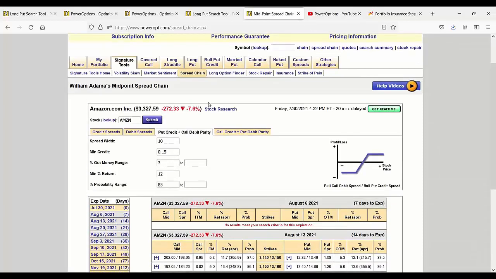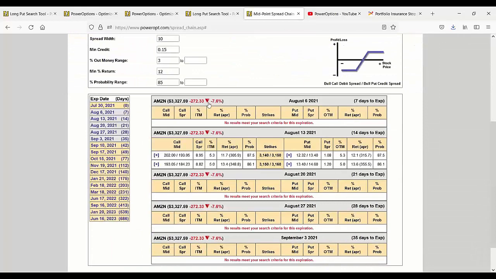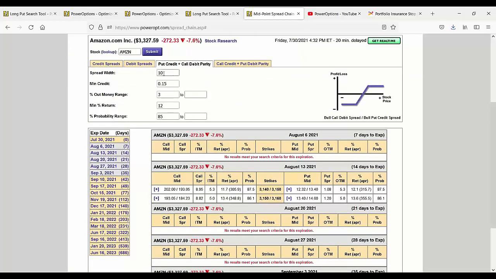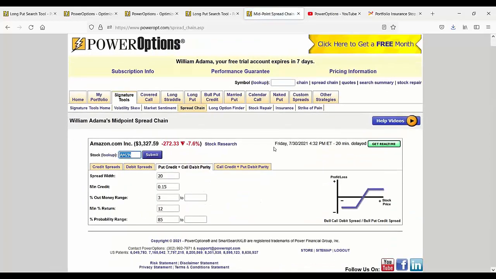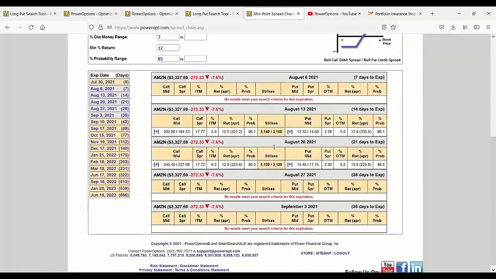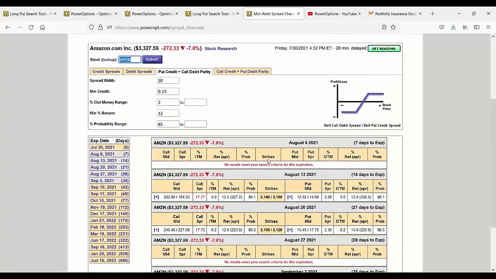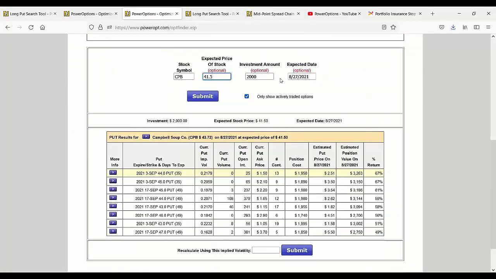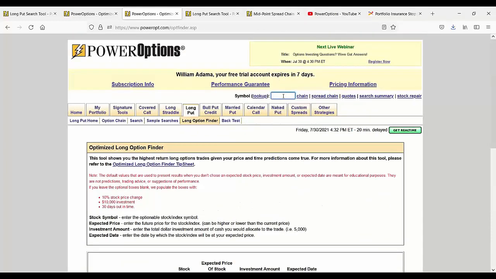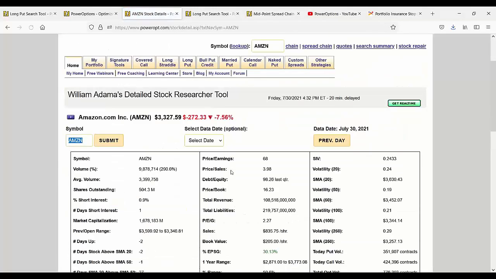Is that telling me something else I should be aware of other than the strike differences? Let me try 20 and see what we get. No, just the 14 days and 21 days. What do I mean by something else I should be seeing? Well, it seems that 14-day out is a really good premium generator for Amazon.